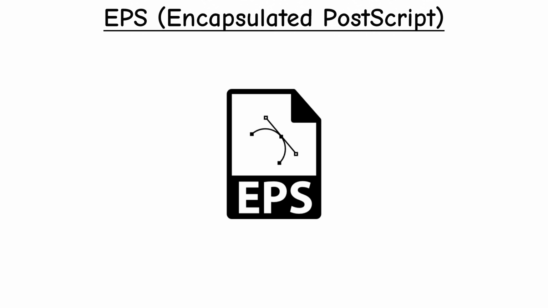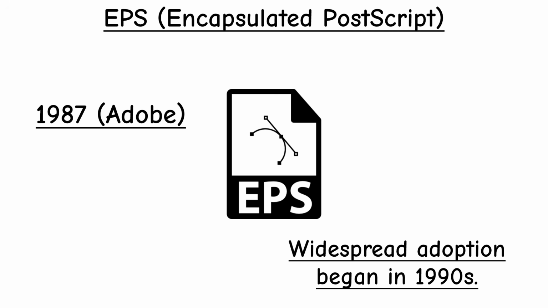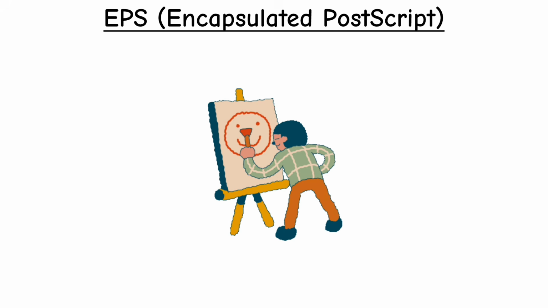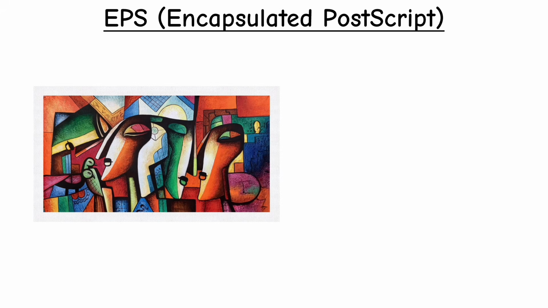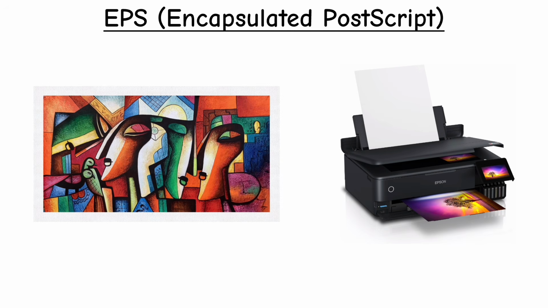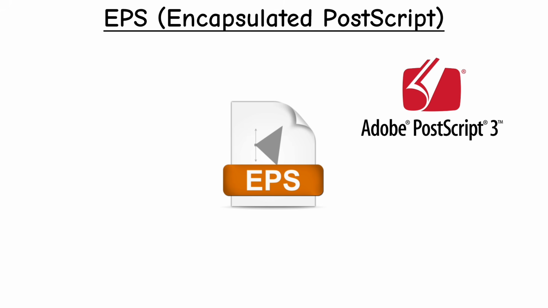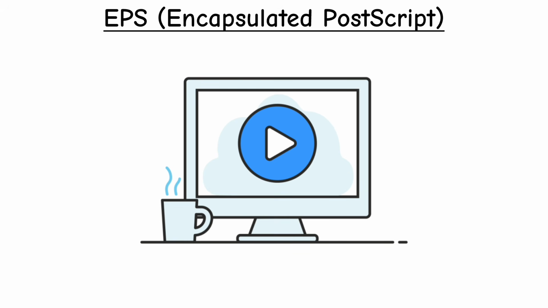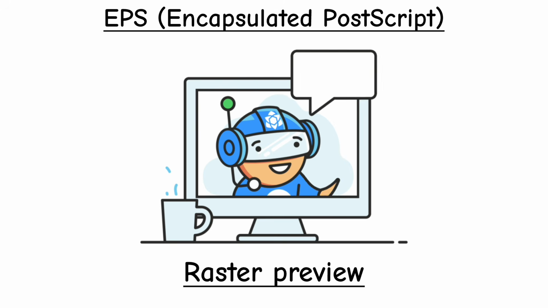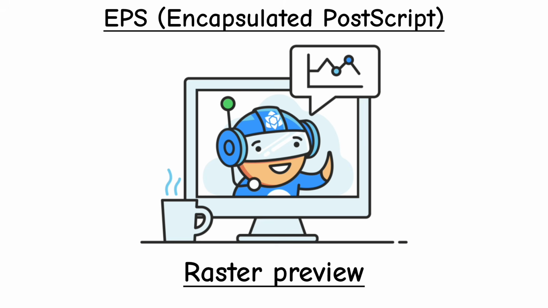EPS stands for Encapsulated PostScript, and it was developed by Adobe in 1987. At the time, it was a breakthrough because it gave designers a reliable way to send artwork to printers without losing quality. An EPS file is built on PostScript code and can store vectors, bitmaps, and even text, and it can also include a raster preview so you can see what the file looks like without fully rendering the vectors.